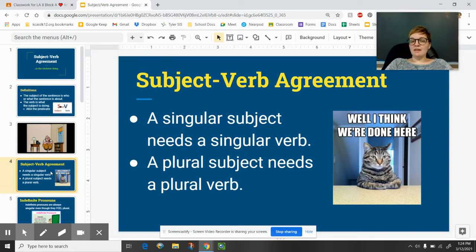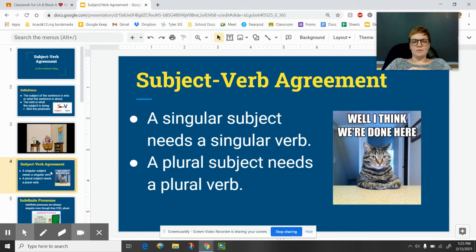The very basic explanation of subject-verb agreement is that a singular subject needs a singular verb and a plural subject needs a plural verb. So the cat sits, one cat sits, those match. The cats sit, those need to match. So we drop the S off of the plural, which is confusing because we add an S to make something plural.